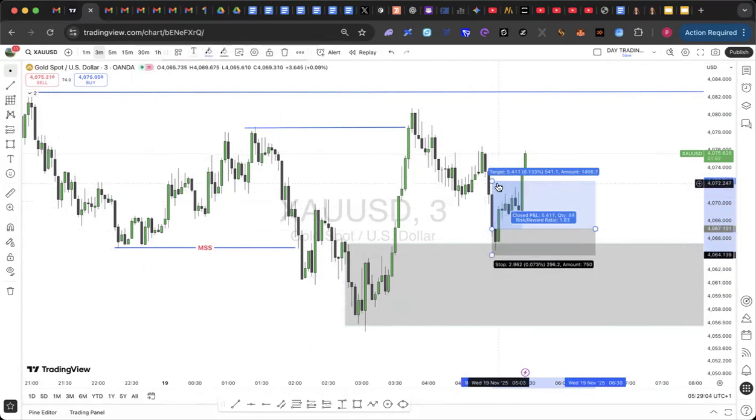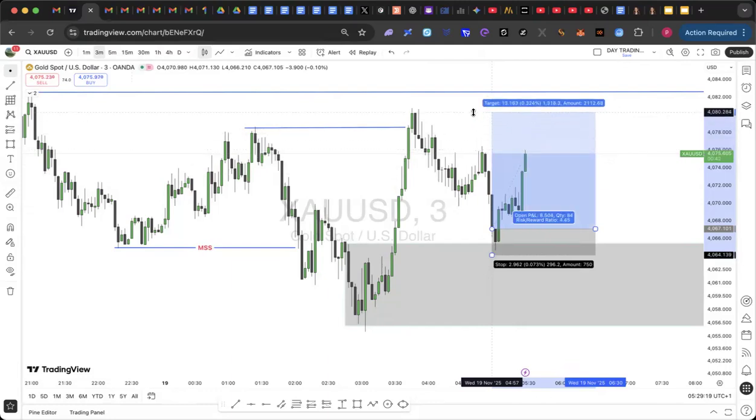So that's about 29 pips. And so my 1:2 risk reward will have been here. All right. That's about how many pips? That's about 60 pips. So if I'm targeting this high, that's going to be how many pips? 80 pips. If I'm targeting this high, that's going to be 130 pips.